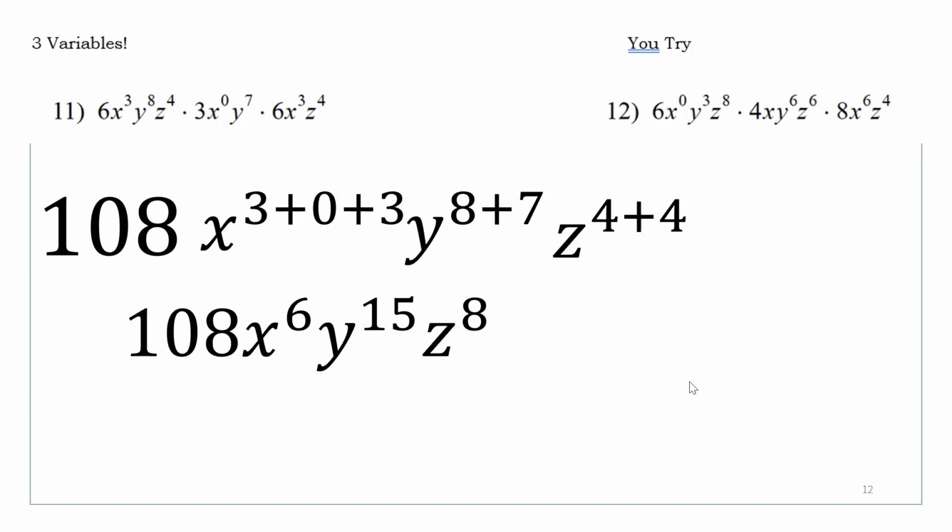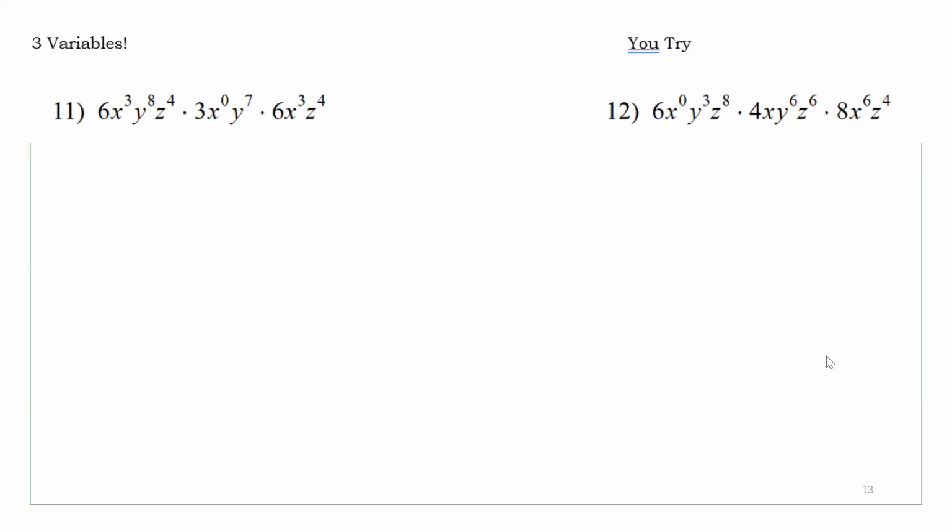All right. Go ahead and pause the video and try number 12. All right, here we go. Add a 1 to the exponent there. Hopefully we did that. Oh, I don't have it written, of course, shockingly enough.